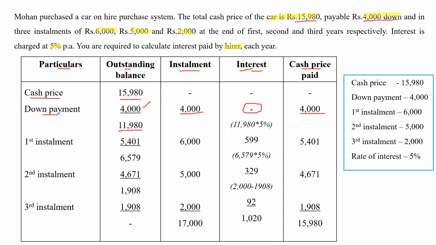Okay, after paying down payment, when will the next payment become due? The next payment will become due at the end of the first installment. That is, at the end of the first year, the buyer will make the next payment. So what is the first installment amount? The first installment amount is 6,000. We are writing it in the installment column. Okay, when is the first installment paid?